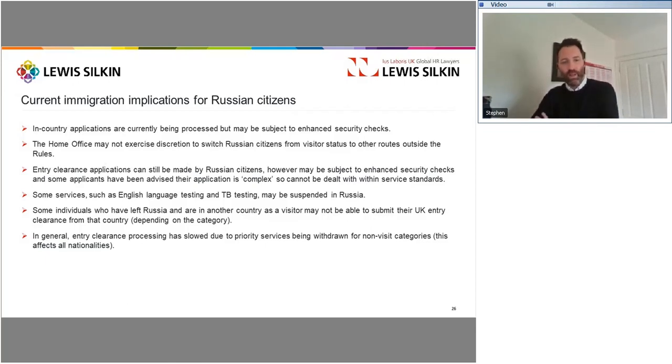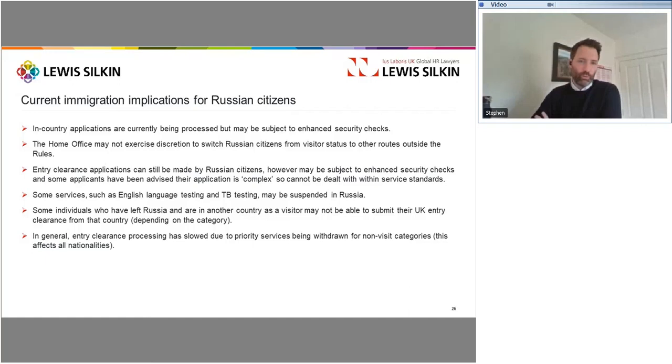Some individuals who have left Russia and are in another country as a visitor may not be able to submit their UK entry clearance from another country, depending on the category that they are applying for. So if you're applying for a skilled worker or most business routes, you need to be a national of the country where you apply or have legal status there beyond a visitor. So if you have a work permit for another country, you can apply there.